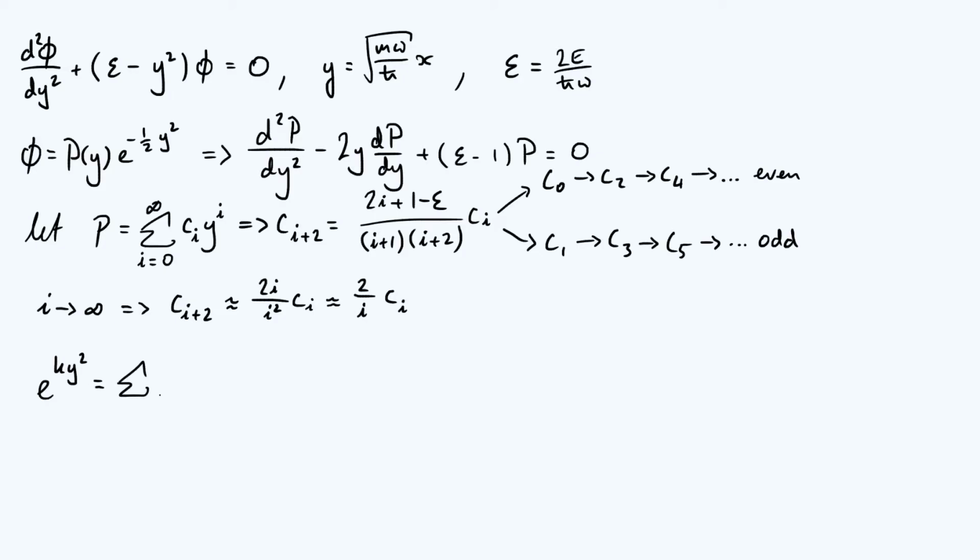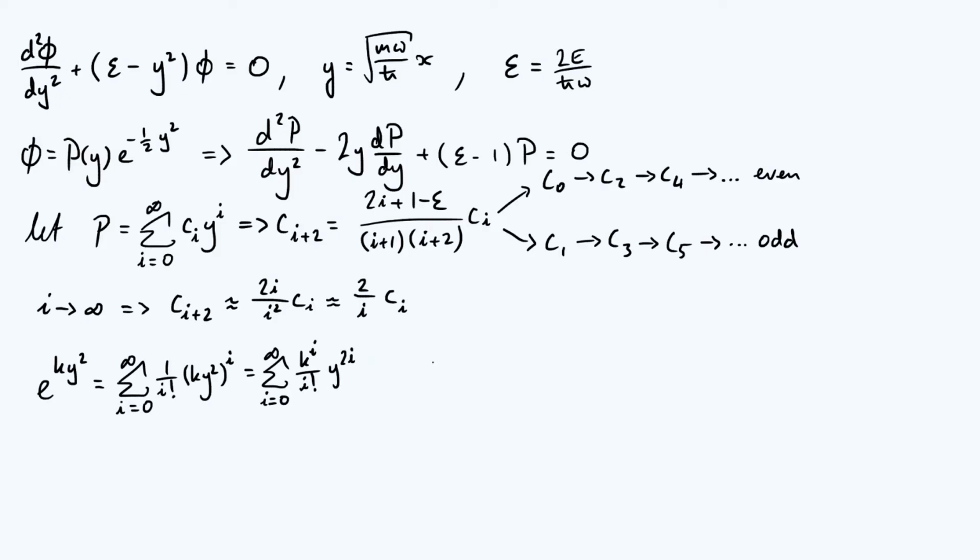Now, this is a standard result, which I'm not going to derive. Like an exponential function, its series expansion is just the sum from i going from 0 to infinity of 1 over i factorial times the exponent to the power of i. Here our exponent is ky squared, and that should be to the power of i. And if I just expand those brackets, we can say that this is the sum where i goes from 0 up to infinity of k to the power of i divided by i factorial times y to the power of 2i.